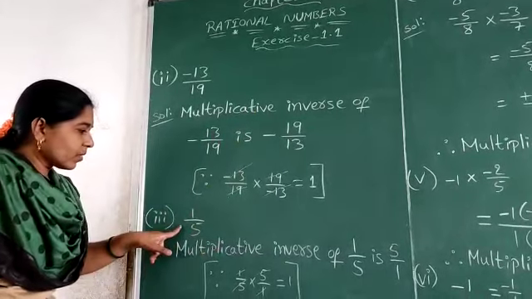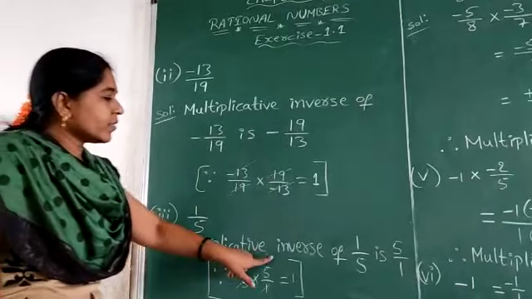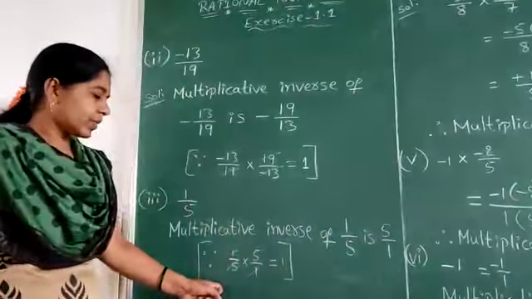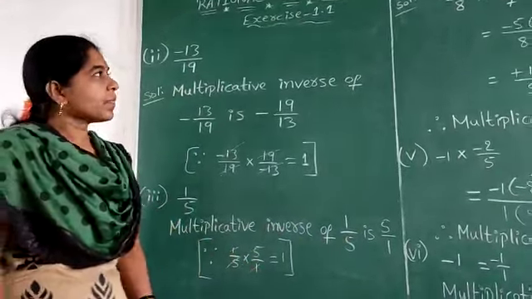Next one, 1 by 5. Multiplicative inverse of 1 by 5 is 5 by 1. Observe, 1 by 5 into 5 by 1 is equal to 1.